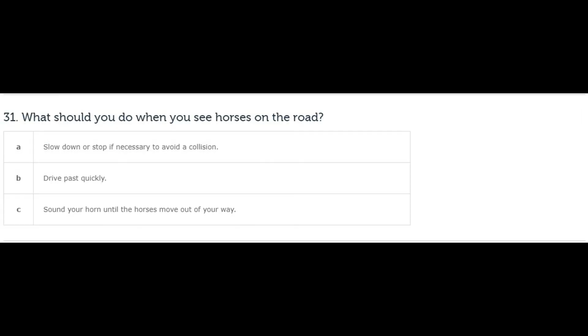Question 31. What should you do when you see horses on the road? A. Slow down or stop if necessary to avoid a collision. B. Drive past quickly. C. Sound your horn until the horses move out of your way.